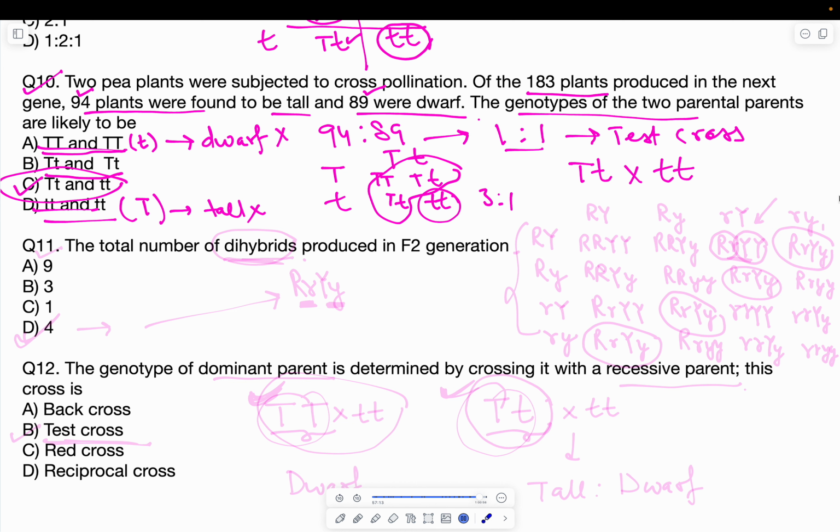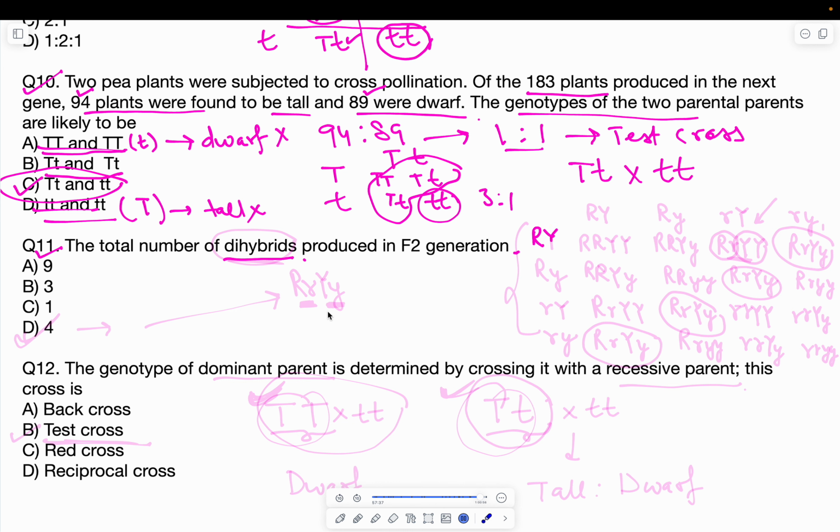The next question is the total number of dihybrids produced in the F2 generation. You have to find out the dihybrids. This is a very lengthy question, right? So you have to make all the possible 16 genotypes over here. We'll see the different kinds of gametes that were produced.